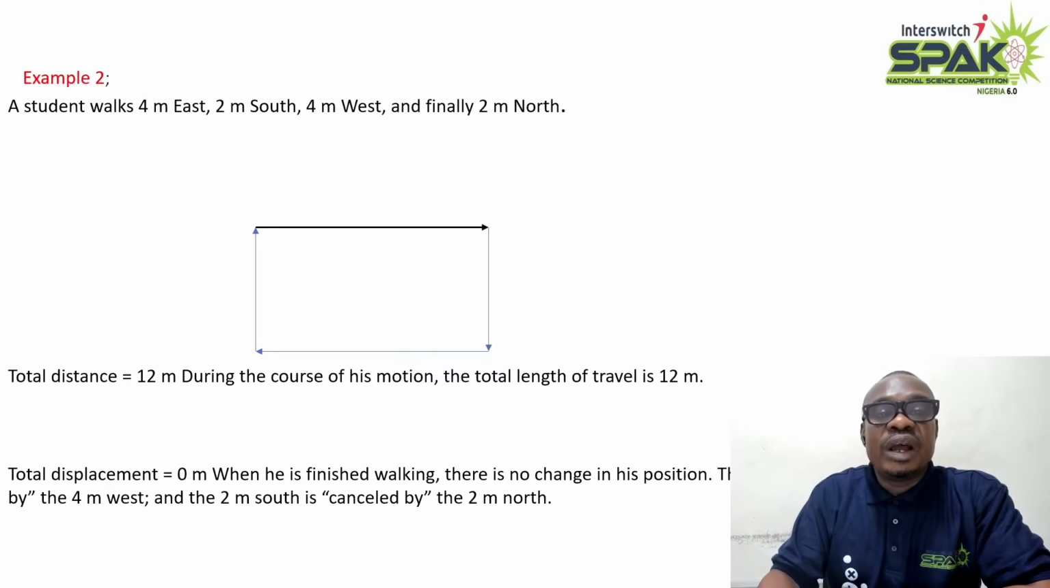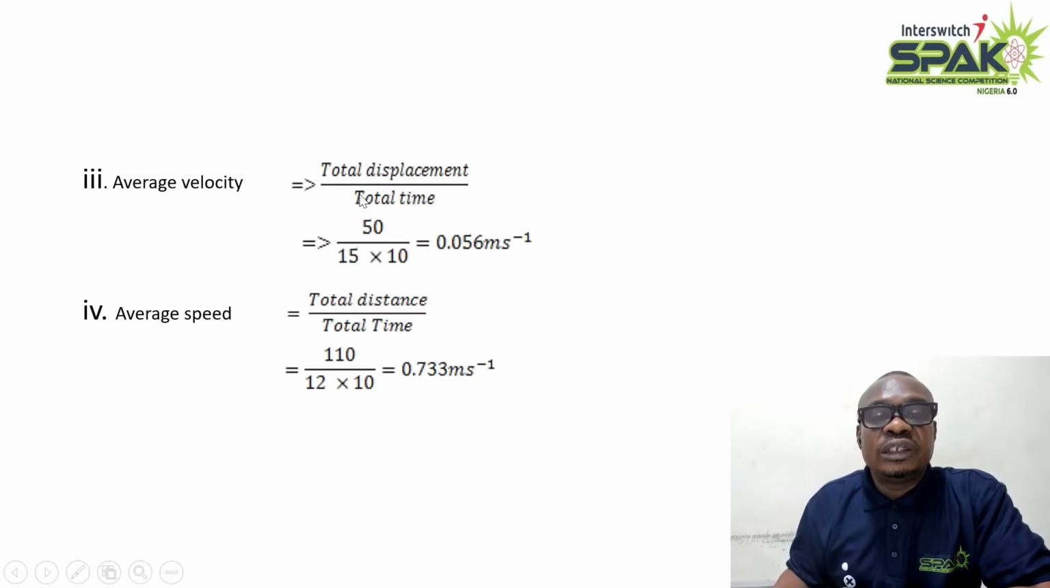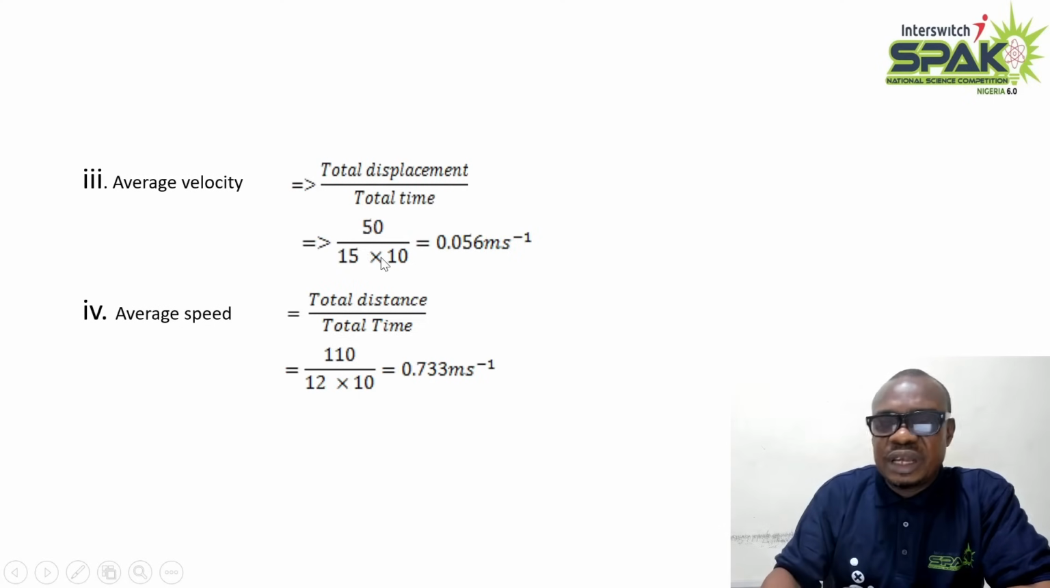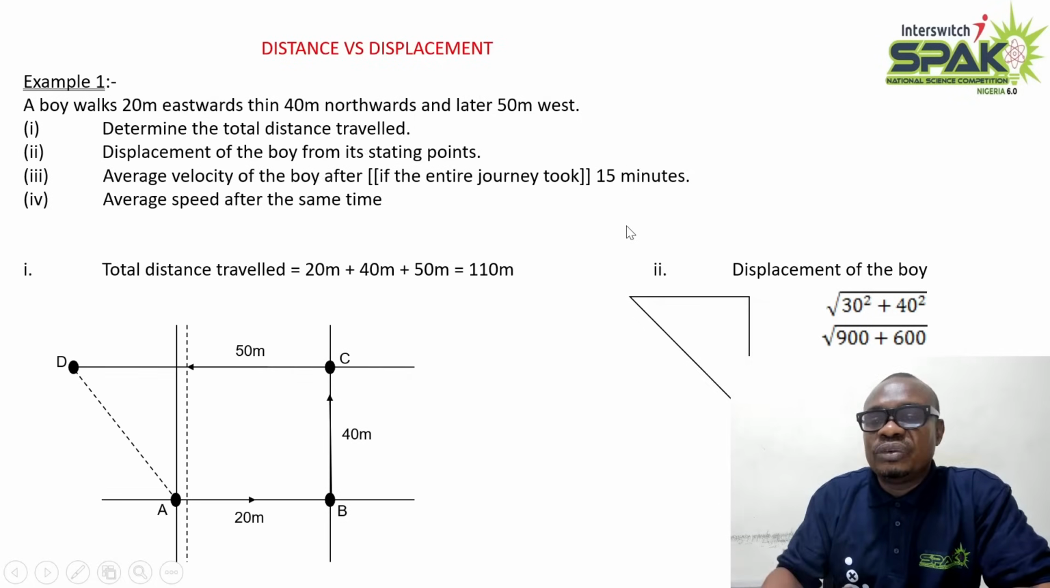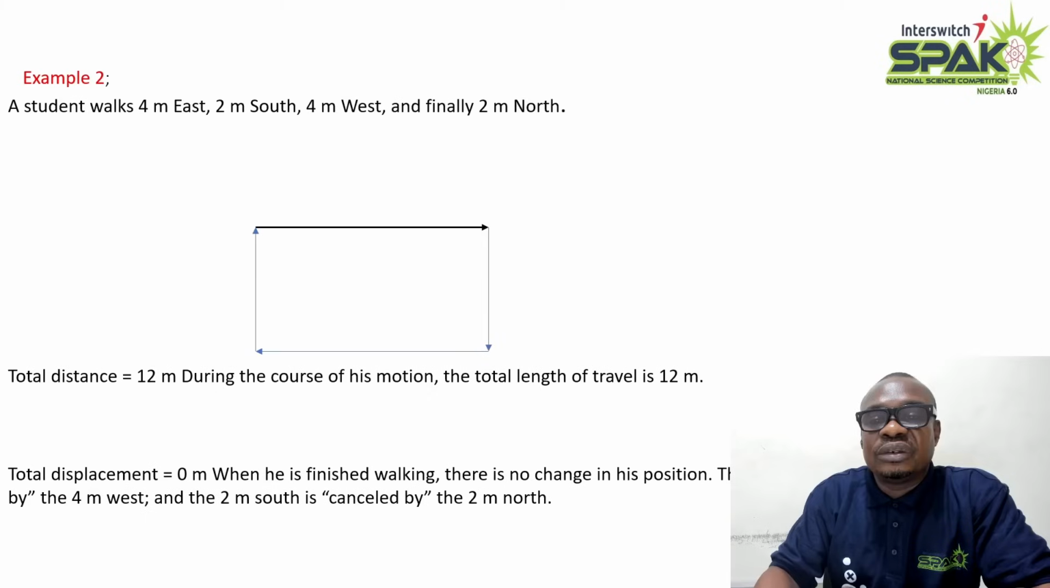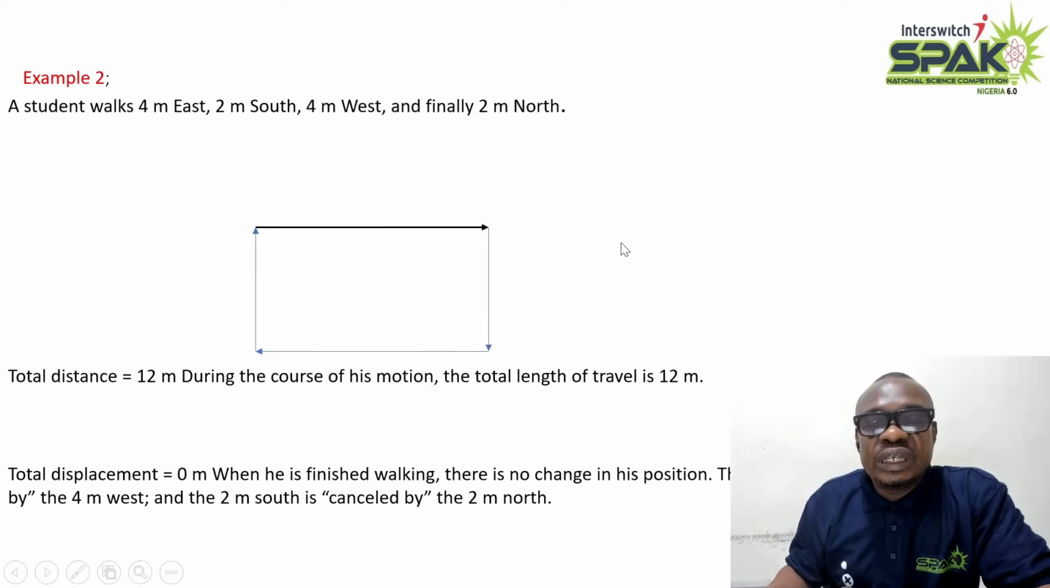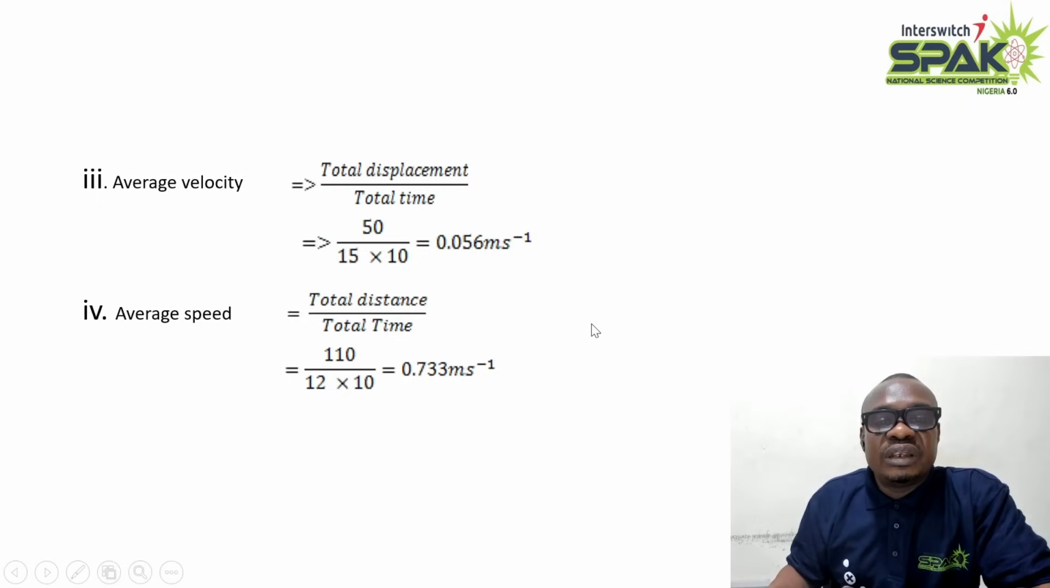So we come over here and we substitute. My total displacement is what? It is 50 over 15 times 10. Why 15 times 10? Let's go back and see. Okay, the time is what? It is 15 what? Meters. No, 15 meters. That shouldn't be. Okay, this is 15.